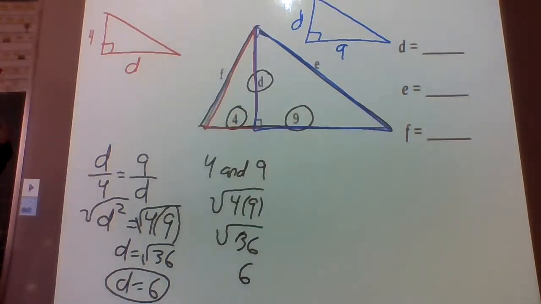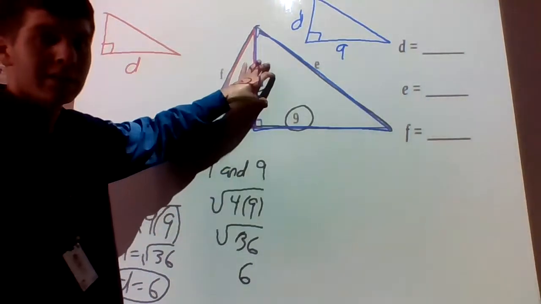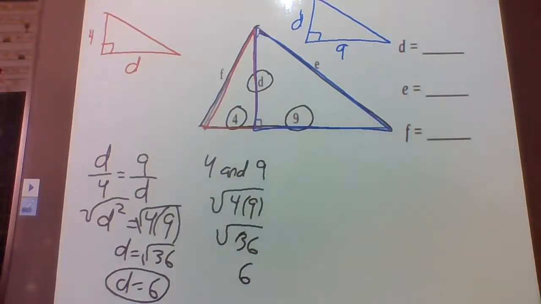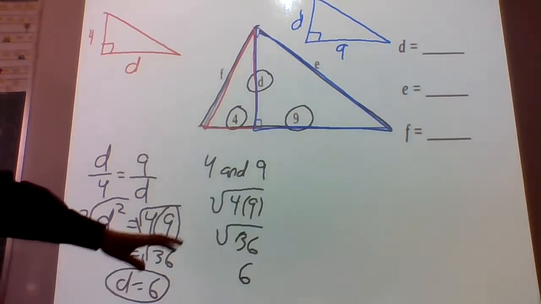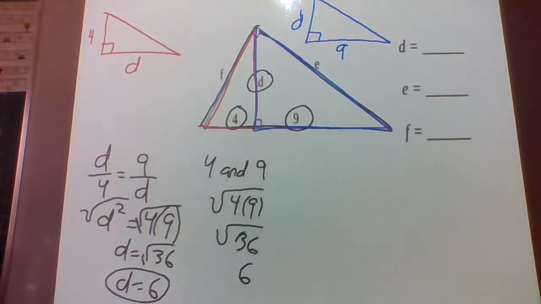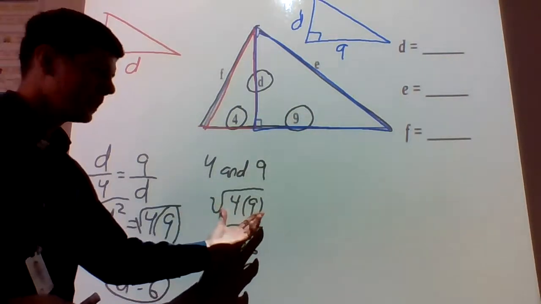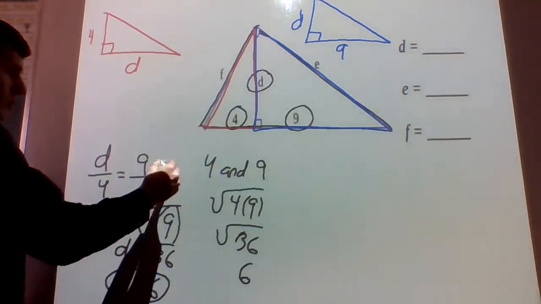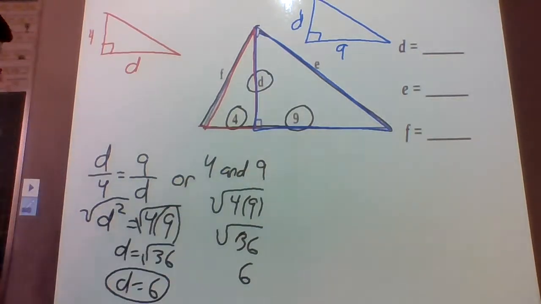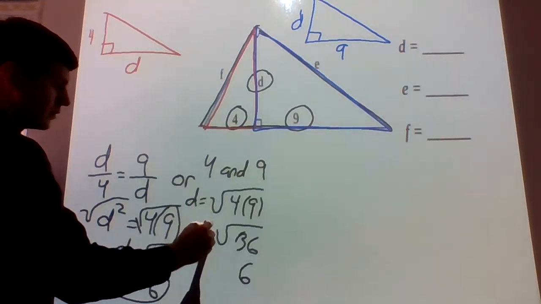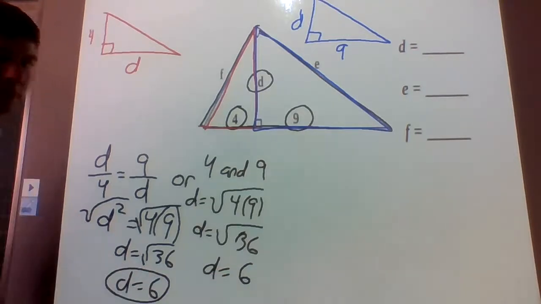Okay, so you can write out your proportions. You can do it by using our rule. So if you're using D, it's an altitude, so we got to use 4 and 9. Okay, so D over 4, 9 over D. Or you can recognize that D is the geometric mean between 4 and 9. And if you know 4 and 9 are the two numbers, you can just take the square root of their product. So this way or this way. D equals.